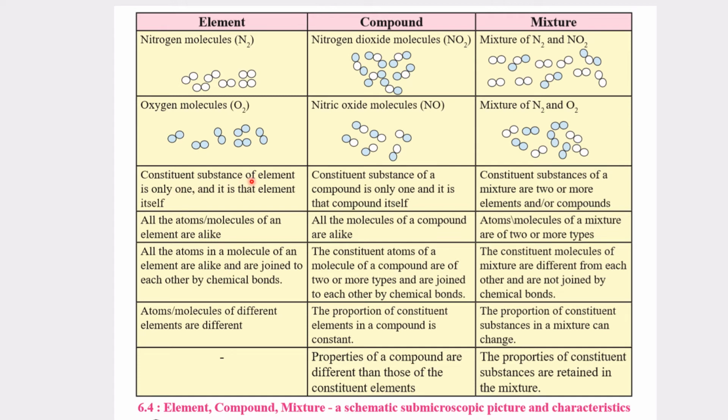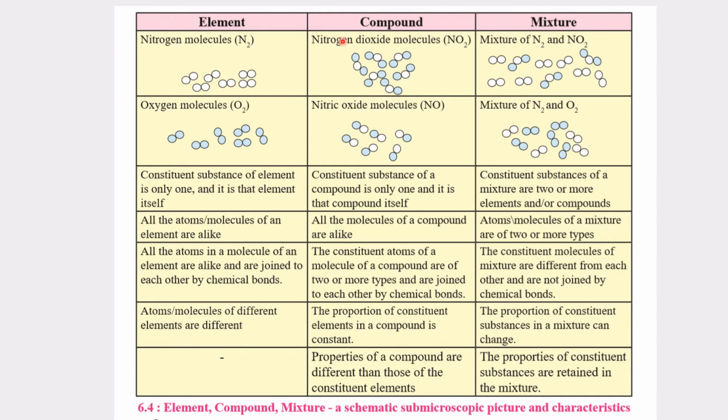The constituent substance of an element is only one, and it is that element itself. All the atoms and molecules of an element are alike, meaning similar. All the atoms in a molecule of an element are alike and are joined to each other by chemical bonds. Atoms or molecules of different elements are different.